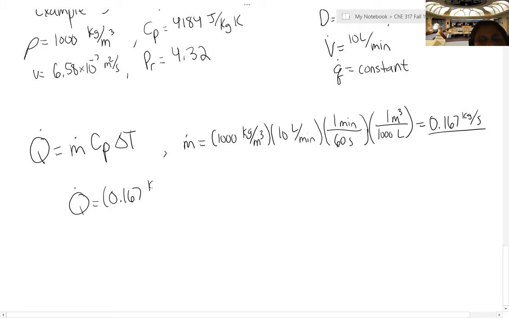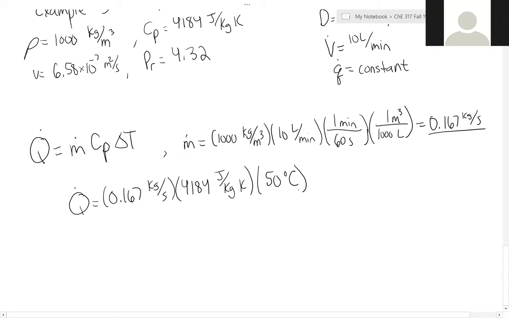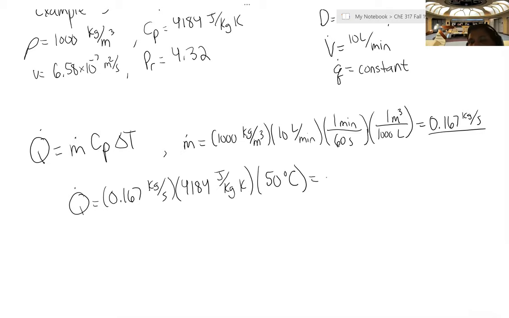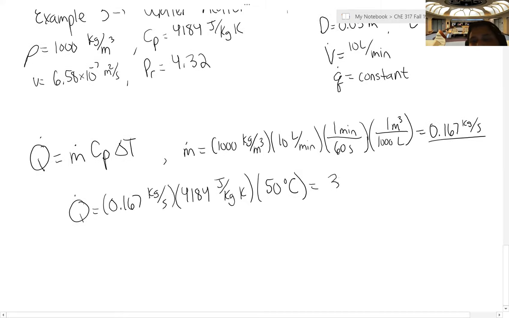So now I can solve for my duty. 0.167 kilograms per second times 4,184 joules per kilogram Kelvin times my delta T of 15 minus 65, which is simply 50 degrees Celsius. So we do this, we get approximately 34.9 kilowatts.